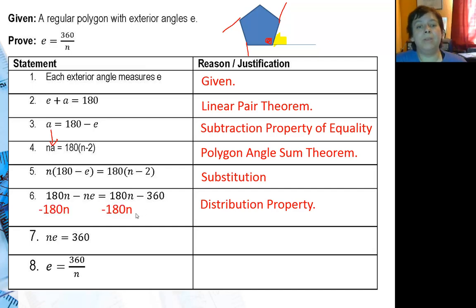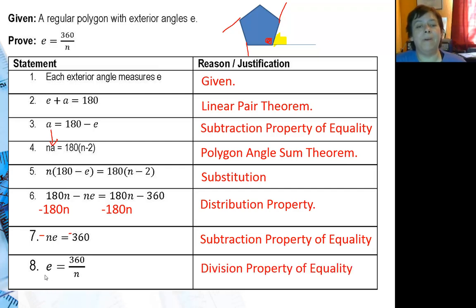Now I can subtract 180n from both sides of the equation, and technically I actually get negative nE equals negative 360. So that was the subtraction property of equality, then I use the division property of equality to divide both sides by n, and I get my formula. Any exterior angle of a regular polygon is just 360 divided by the number of sides. Another interesting thing you'll see is that the total degrees for any polygon, when you add all the exterior angles, is just 360 degrees.